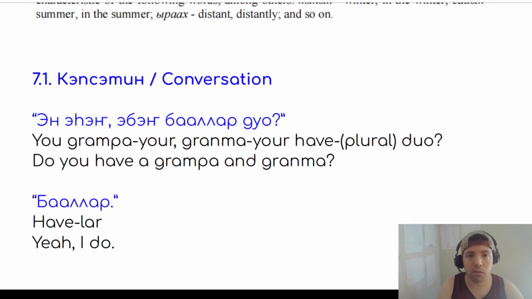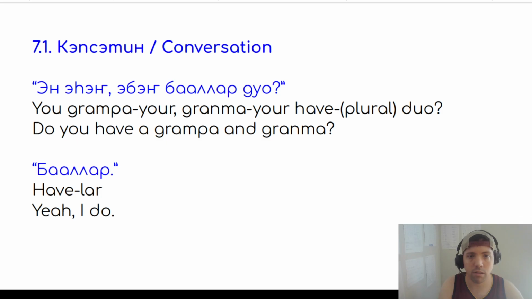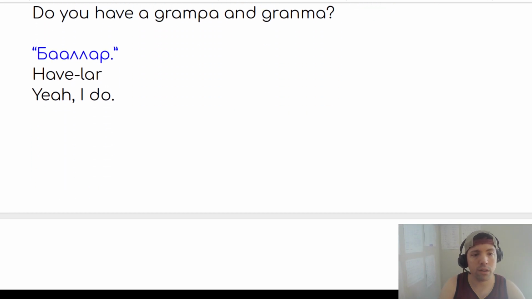Now I told you guys we would have conversation starting this lesson. So in this lesson, we have our first Gipstetin conversation. En ehen eben balardoa. The D looks like a lowercase g in the handwriting font. In dua. Do you have a grandma and grandpa? Grandpa and grandma, literally. Balar, have? I do. Yeah, I have.